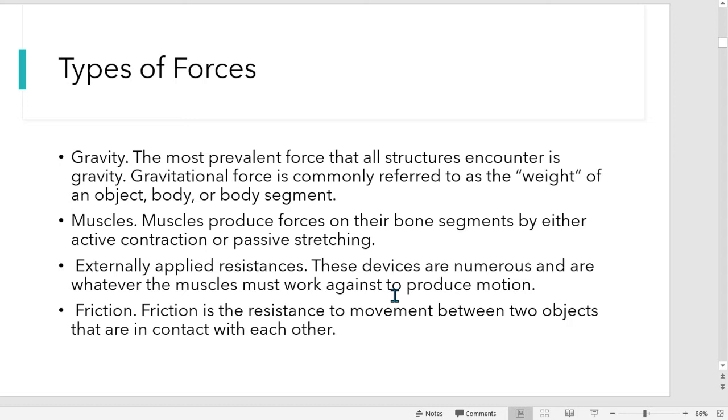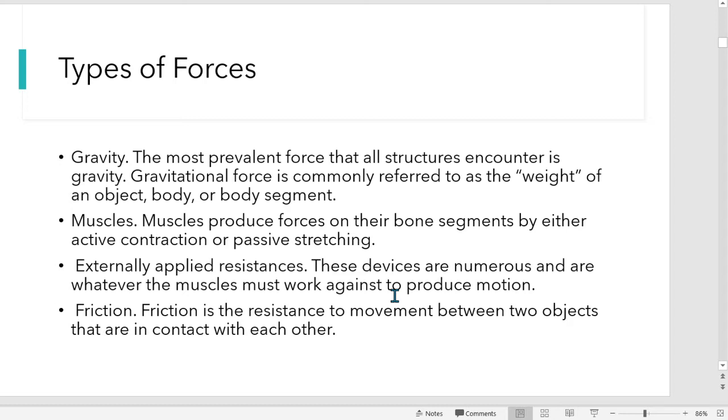Okay. Now, externally applied resistances. These devices are numerous and are whatever the muscle must work against to produce motion. So these are externally applied resistances. So basically, friction is one of that resistance. So when we move our body segments in air, we encounter resistance. This resistance is in the form of air friction, right?